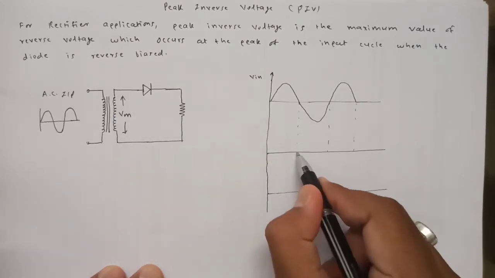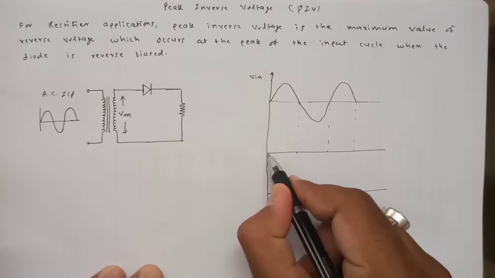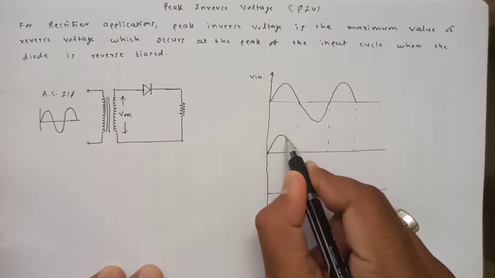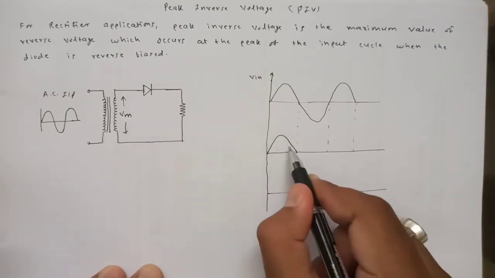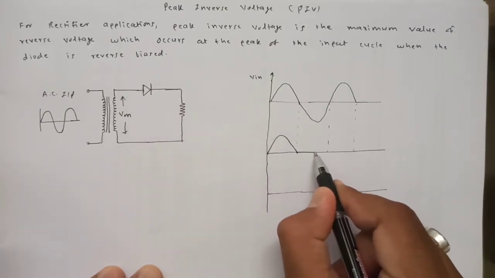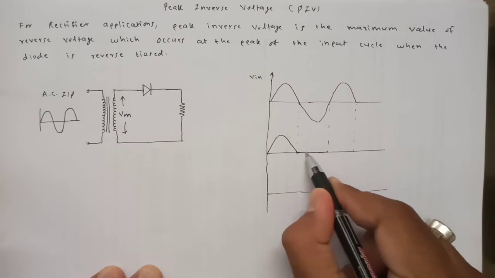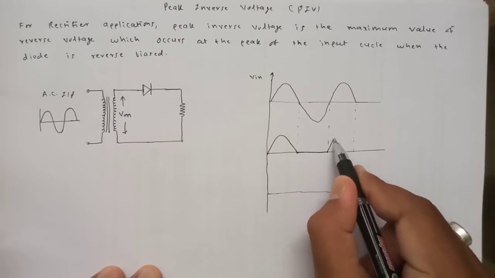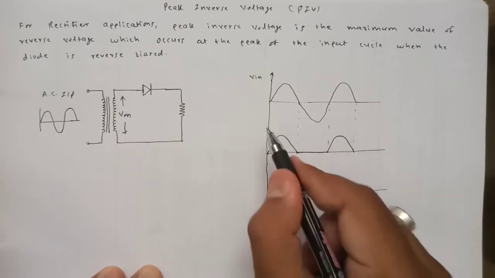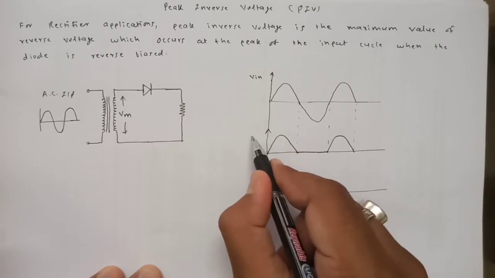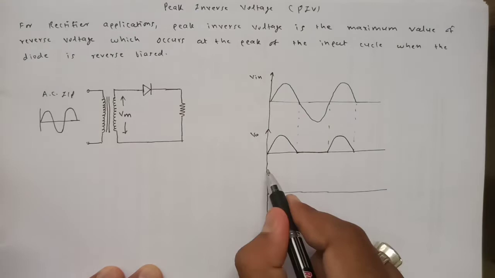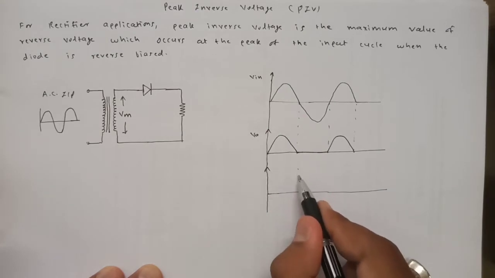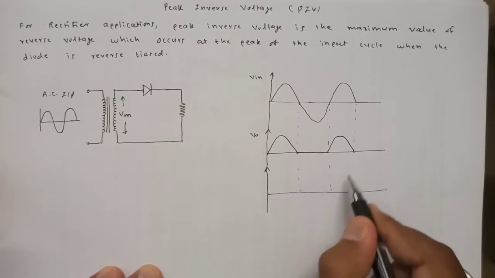First of all, the waveform across the load, you all should remember, is like this. During positive half cycle the current flows, and that's why we get this waveform. During negative half cycle the diode is reverse bias, we don't get any output. During the next positive half cycle again we get this waveform. So this is the waveform across the load resistor, also called Vout. But here we are interested in this waveform, which is the voltage across the diode.